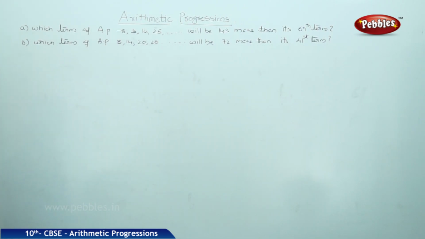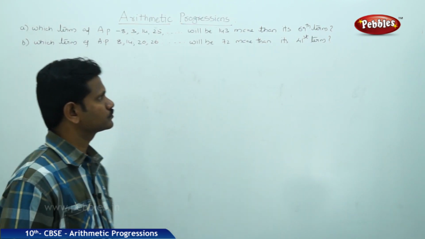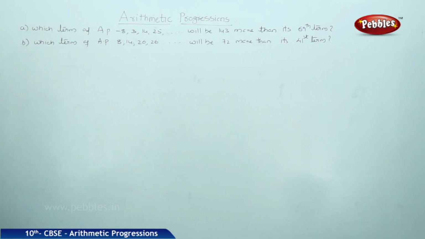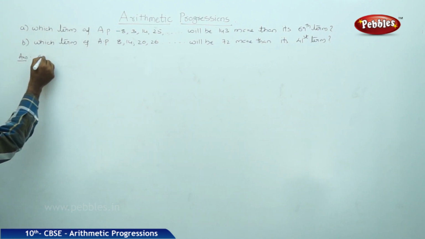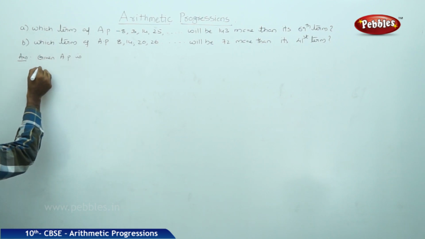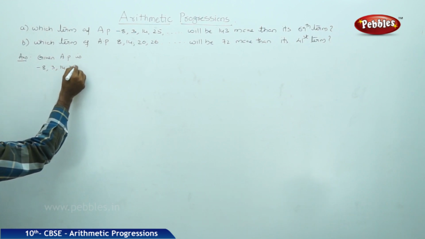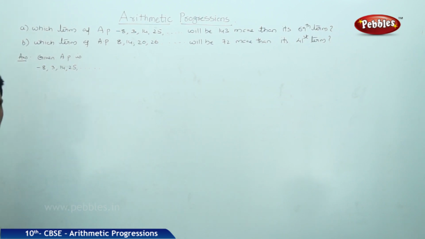Let us see the next example. Which term of the AP minus 8, 3, 14, 25 and so on will be 143 more than its 69th term? The second example is similar to the same question, but the numbers are quite different. Now see the first question. The given AP is minus 8, 3, 14, 25 and so on. This is the given AP.